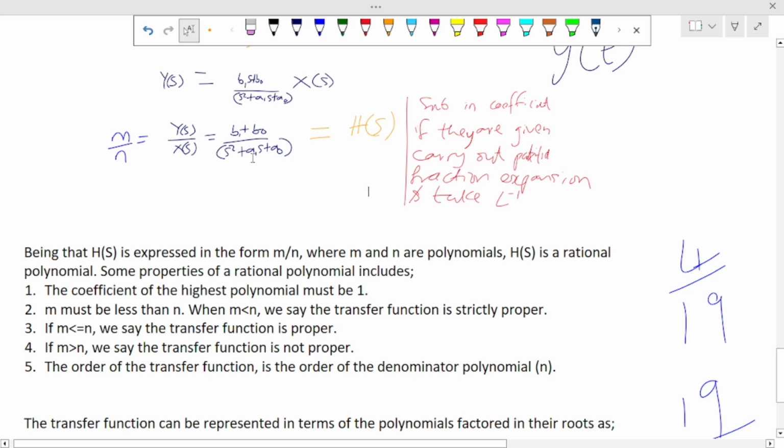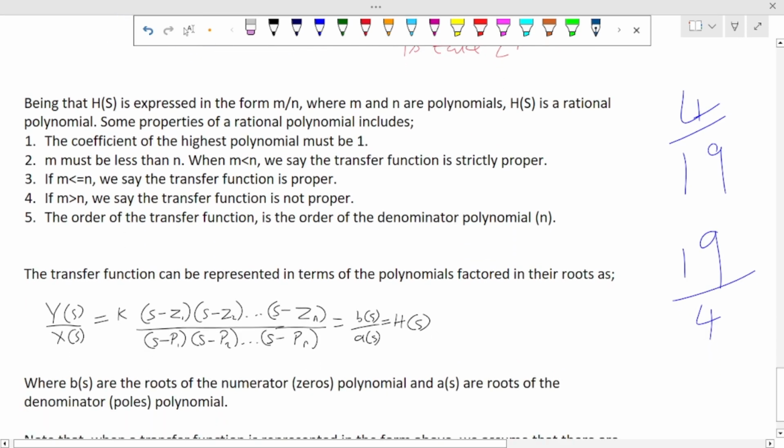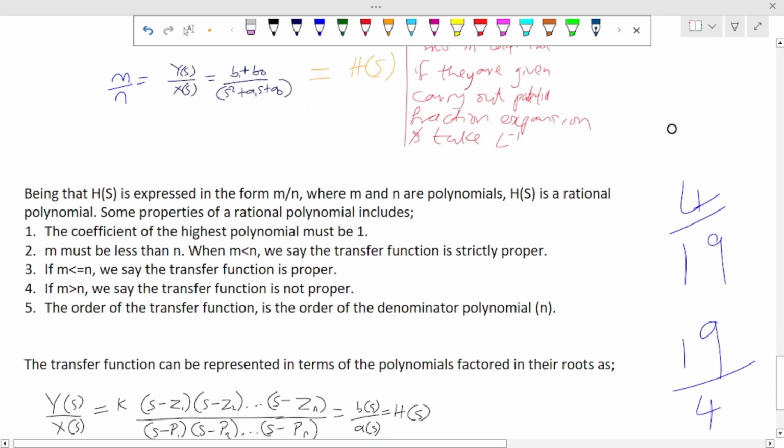So we'll just stop here in this video, and in the next video we'll talk about how we can express transfer function, and what we mean by the roots, poles and zeros. We'll be very fast with that. This is it for this video. In this video we talked about the properties of rational polynomials, which is our transfer function.